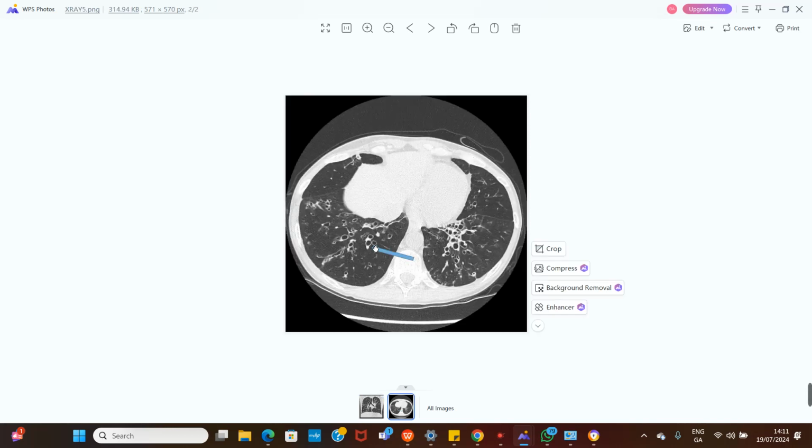So we can see the caliber of the bronchial space to the vessel, because they run side by side. You can see that the bronchial space is wider than the vessel. So that's in keeping. This is signet ring appearance for bronchiectasis.